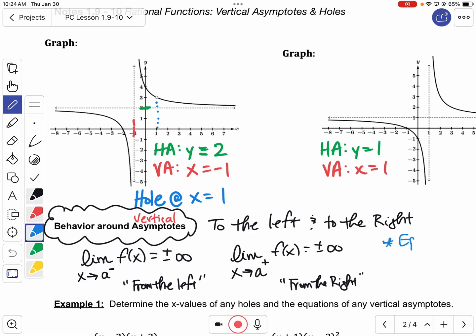If it's an equation only, we're going to check values close to the asymptote. Okay? If it's positive infinity. If it's negative infinity. And we're going to do both. Okay?